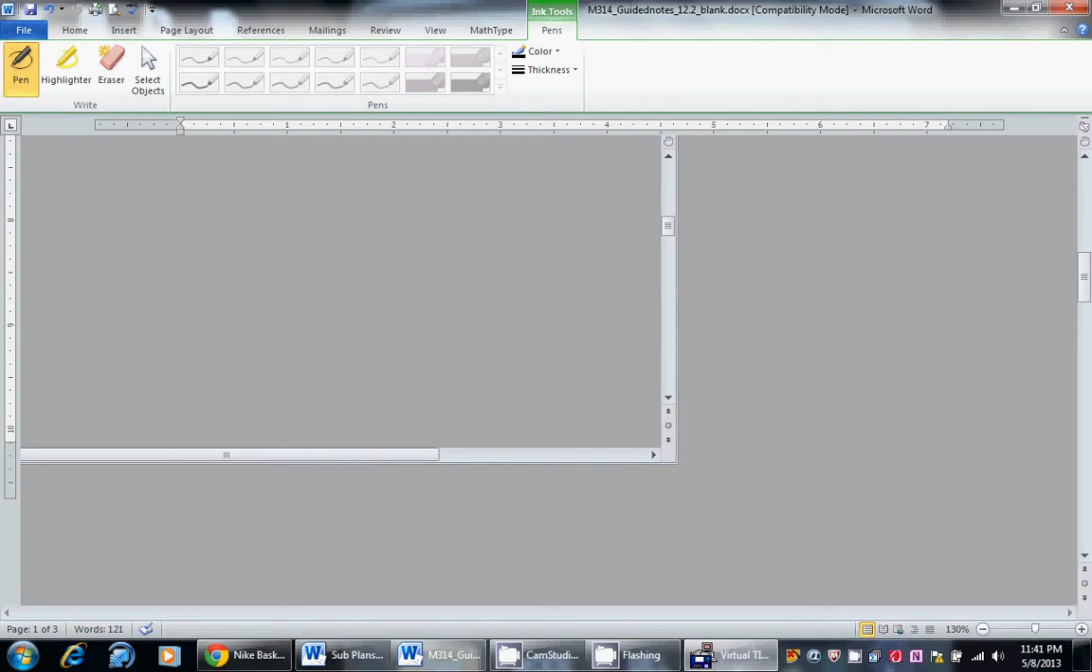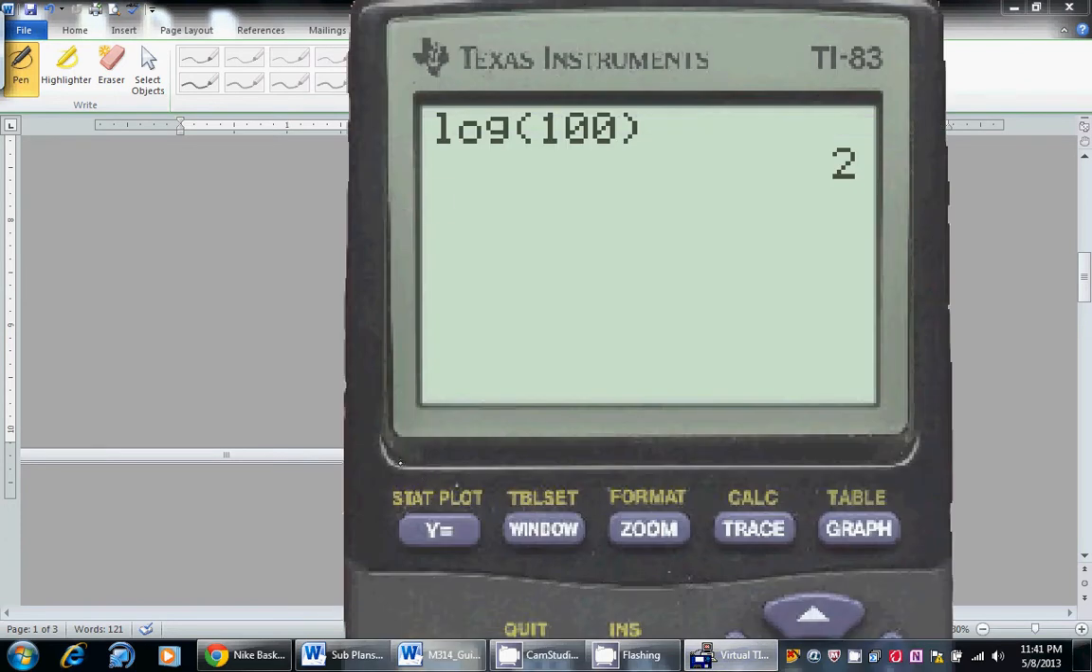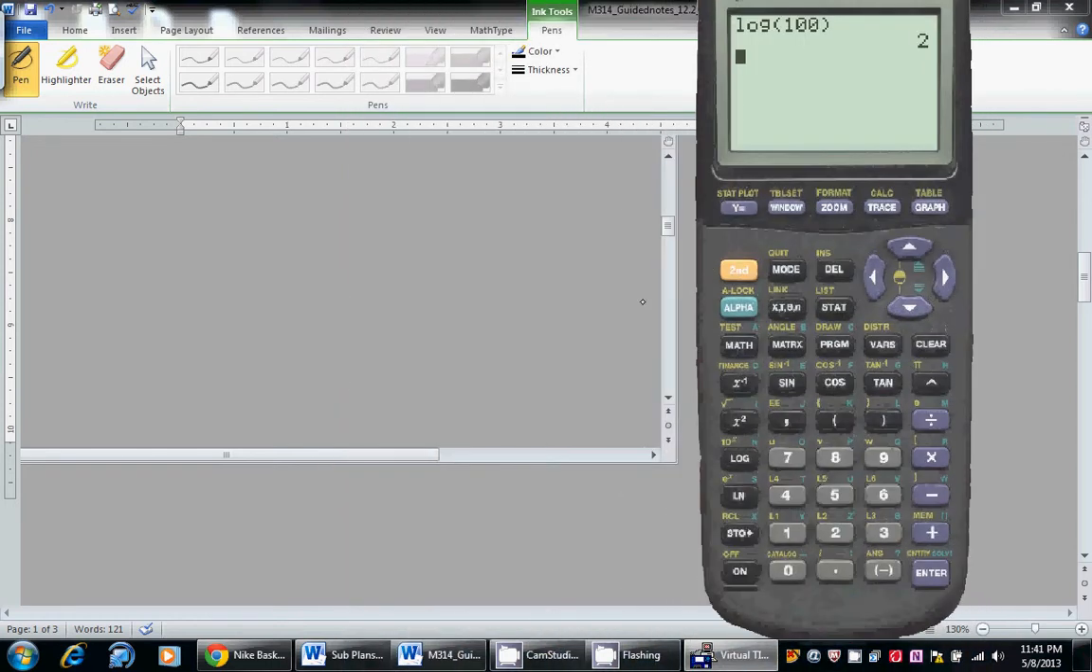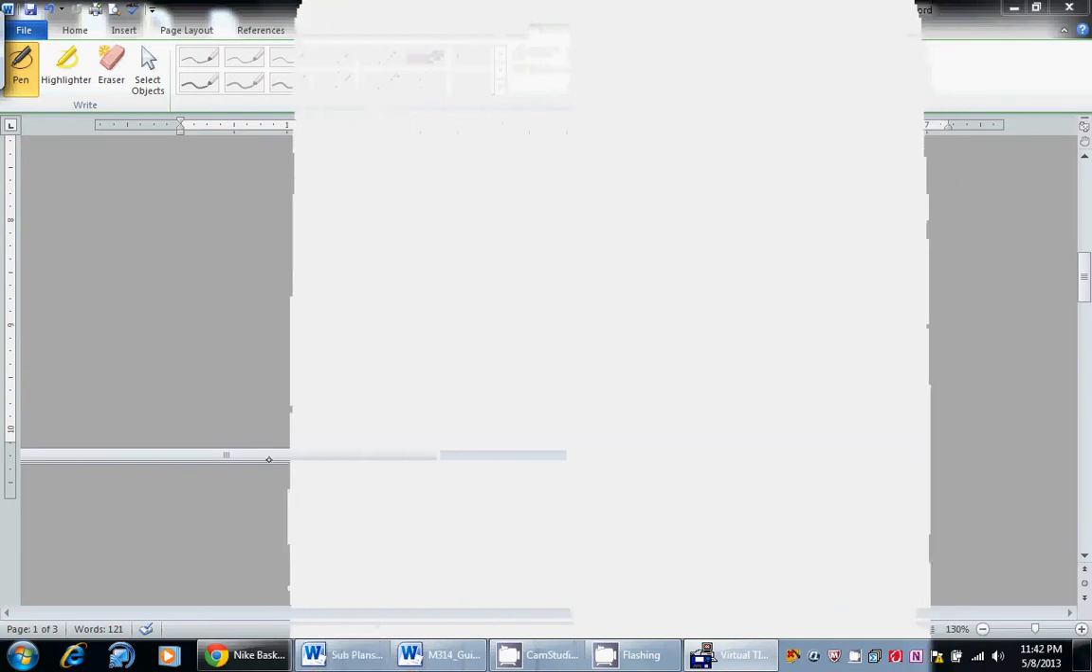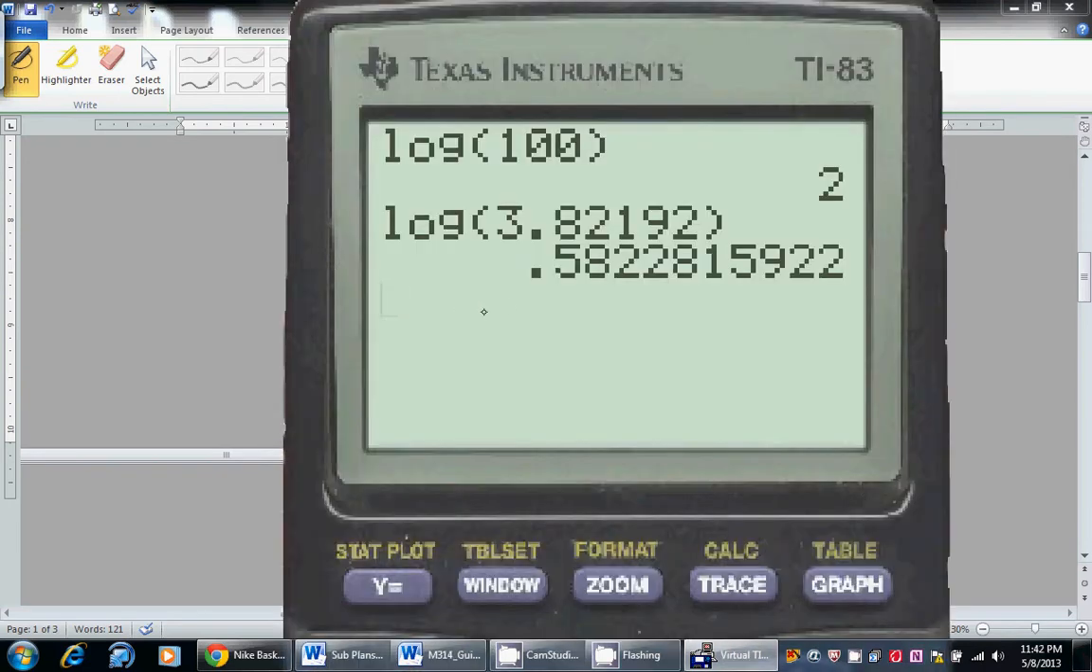Okay. Now, I still have the notes in front of me here. The U-try problem asks you to do the log of 3.82192. So that's exactly what I'm going to type in. Log of 3.82192. Okay, just like we did log of 100. Hit enter, right? And now let me jumbo size this, right? So this means that 10 to the 0.582 power gets you 3.82192. Okay, so that's the answer for the U-try right there.